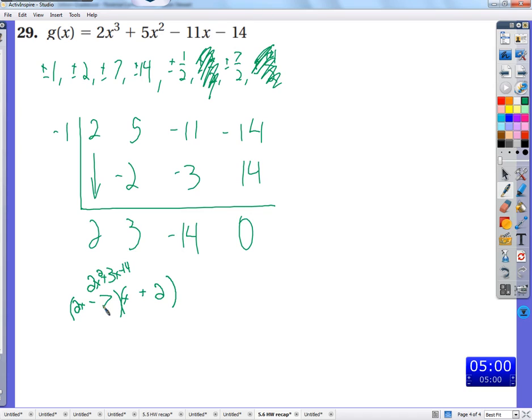How do we check and see if that works? Maybe these would be different, opposite. Oh, okay.